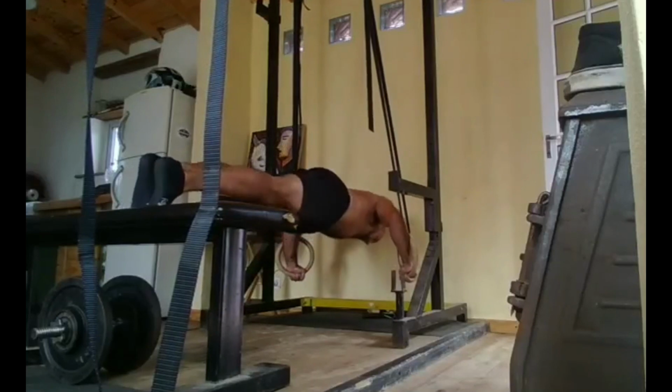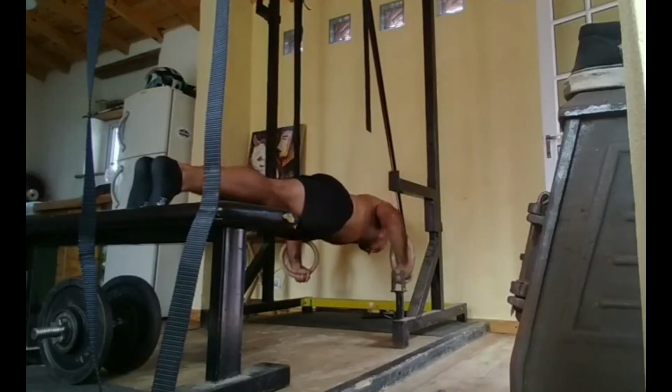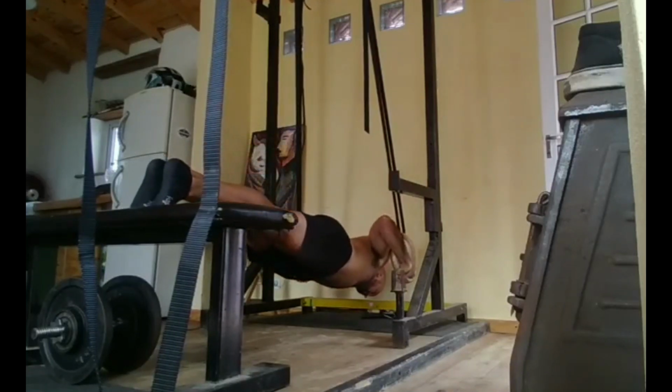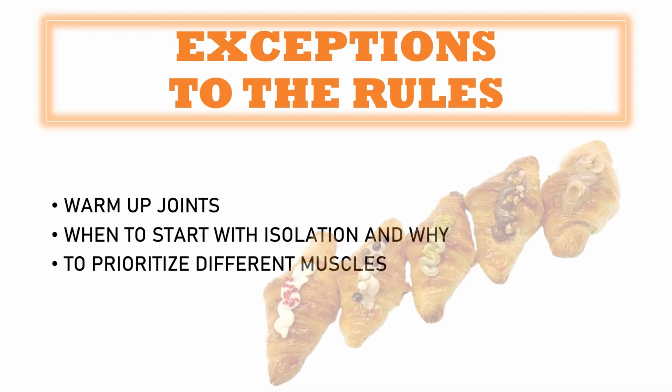Some examples here would be dumbbell flies, deficit push-ups, pullover, etc. These are the general guidelines. Now let's see when they do not apply or are applied differently. In tier 1, I said that the first exercise should be a heavy compound.